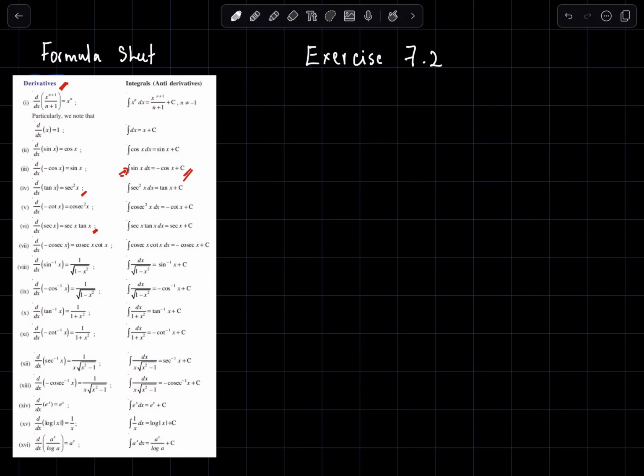Alright guys, so today we're gonna look at exercise 7.2, Math NCERT textbook, chapter integrals. So we're gonna start with the first question. Before that, I'd like to comment on things, a quick note.